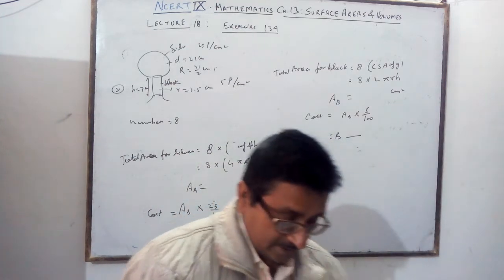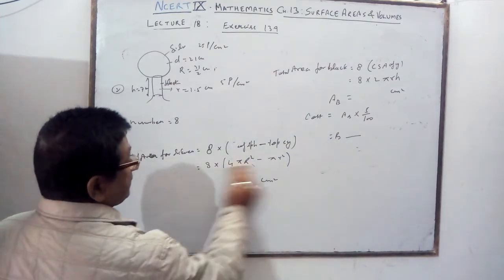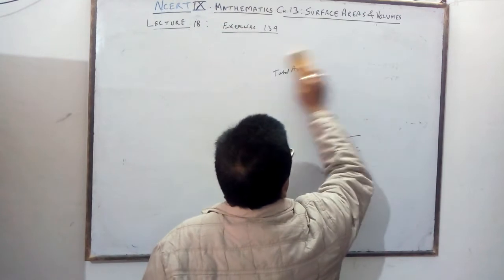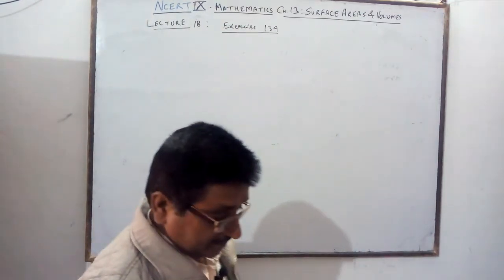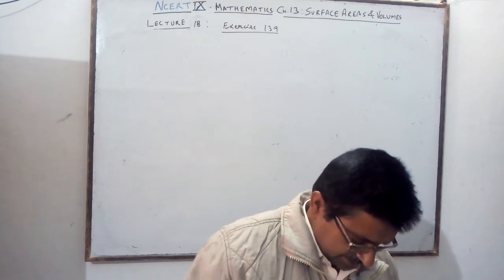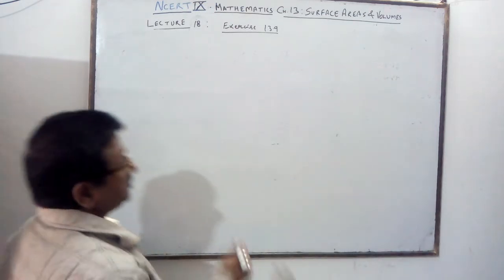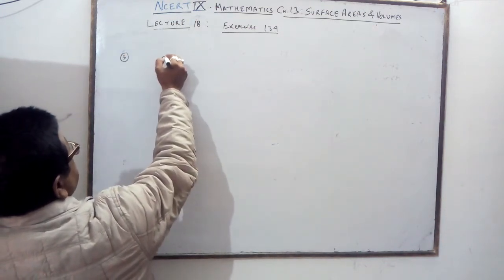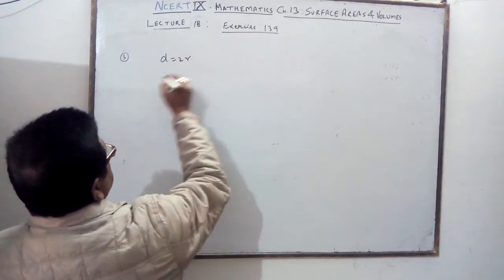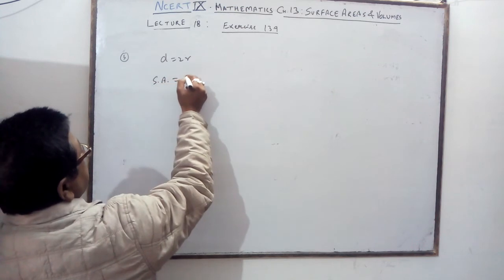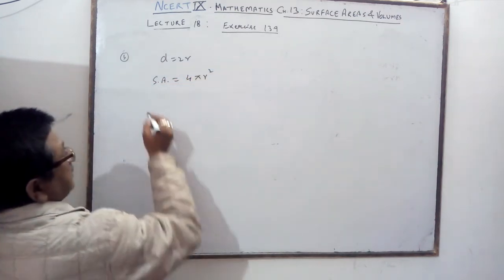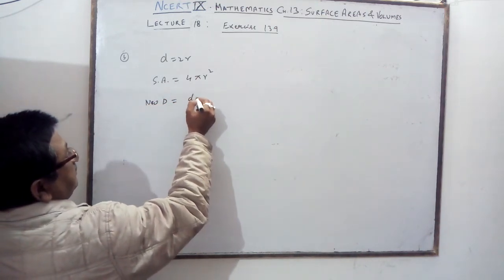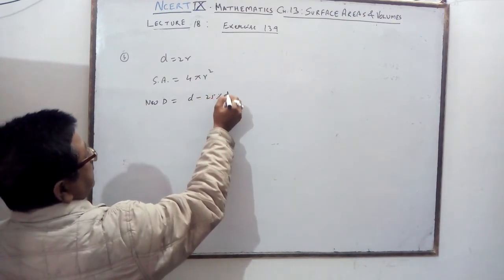The last question of this chapter is based on decrease and increase, a calculation part. Question number 3. The diameter of a sphere is decreased by 25%. First, take the diameter as 2r, then the surface area will be 4 pi r square. Now the new diameter is equal to diameter minus 25% of d.